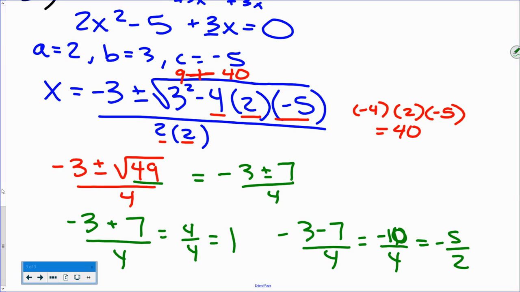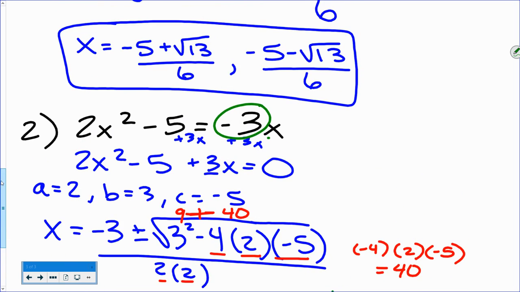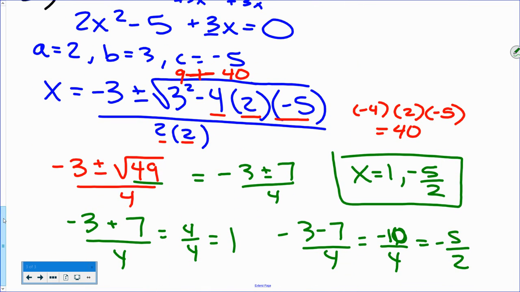Okay, so my final answers here, I'm going to write it off to the side, would be 1, comma, negative 5 over 2. So this time, we got nice numbers, right? Negative 5 over 2 is a lot nicer than negative 5 plus the square root of 13 over 6. All right, when this happens, when you get a nice number, it means this was factorable. Okay, so we could have factored this.